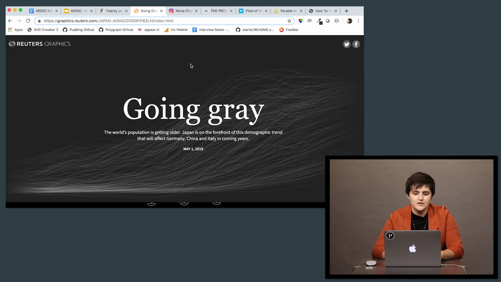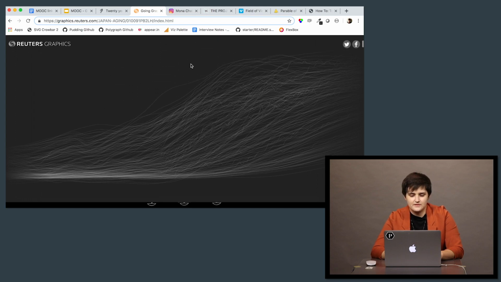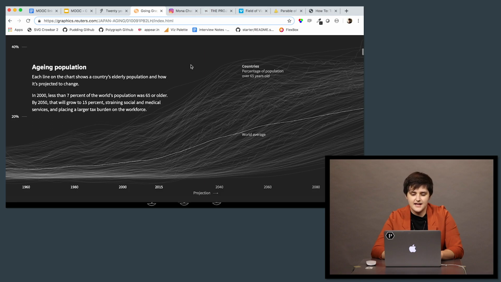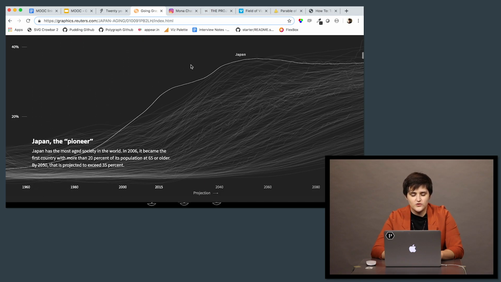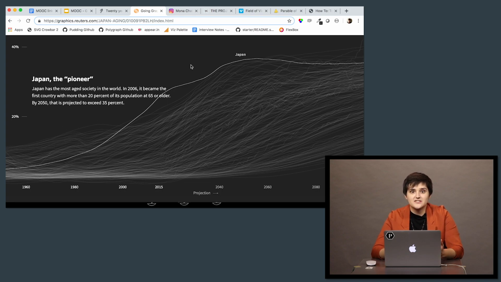The second example is from Reuters. It looks at the aging population of Japan. And as you scroll, different points in the line are highlighted, and those match with the annotations that come up on the left side of your screen. The reason that I really, really love this one is those little bitty lines look like wire hairs, and they remind me of an aging person themselves.